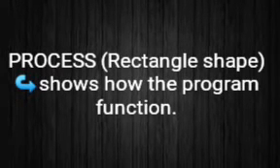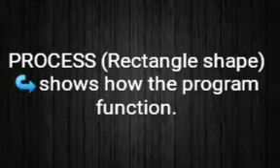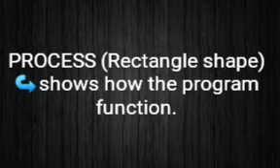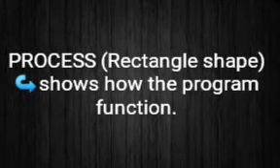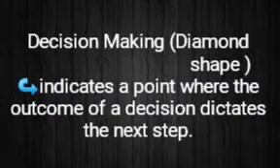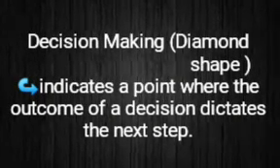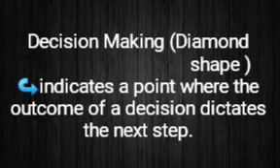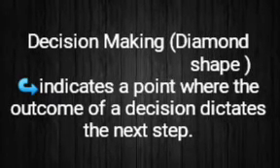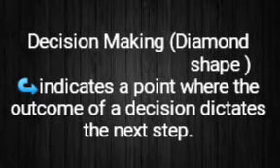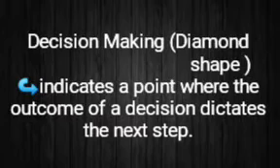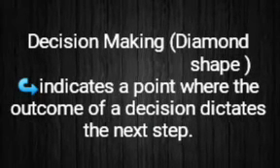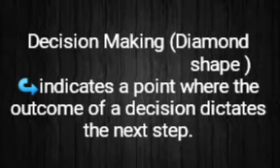The first one is process. It is a rectangle shape and it represents a step in your process, or it shows how the program functions. Next is the decision-making symbol. This is a diamond shape, and this shape indicates a point where the outcome of a decision dictates the next step. There can be multiple outcomes, but often there are just two, yes and no.